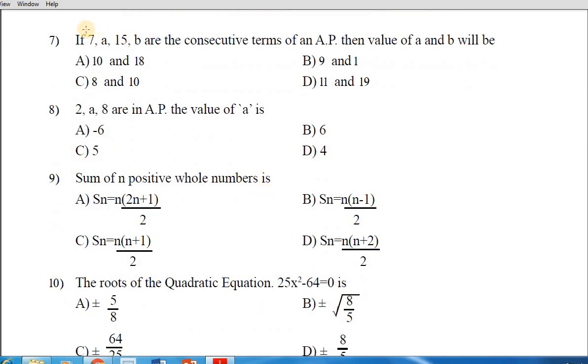Question number 7. If 7, A, 15, B are consecutive terms of an AP, then the value of A and B will be, given options are 10 and 18, 9 and 1, 8 and 10, 11 and 19. The proper way of solving this problem is, first do it as A minus 7 equals 15 minus A. There first you will get the A value. Later on we can easily find the B value. Otherwise you can go through the options also, as I said in earlier classes. Hence for this question the right answer is 11 and 19.